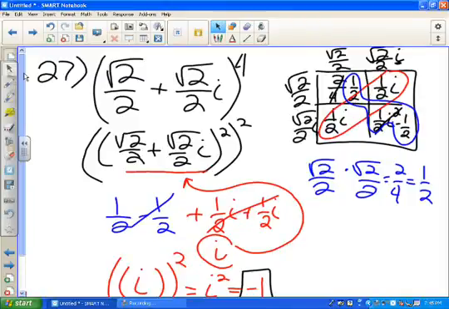So remember, with complex numbers, you're always going to have a real component and an imaginary component. i is equal to the square root of negative 1, and then i squared is equal to negative 1.